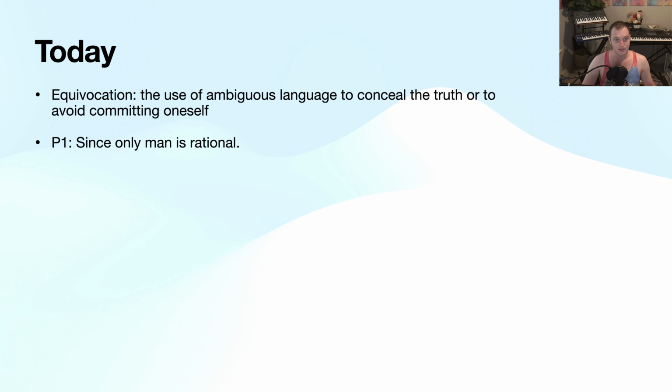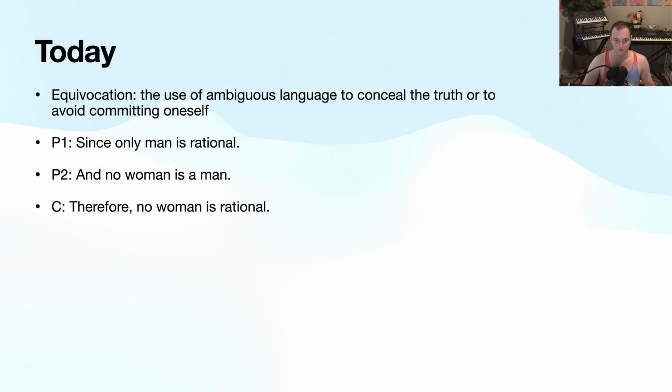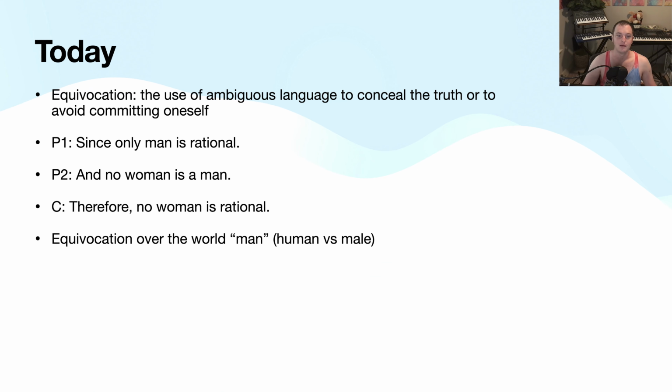So here's a good example of an equivocation type of fallacy. Premise 1: only man is rational. Premise 2: no woman is a man. Conclusion: therefore no woman is rational. The problem here is an equivocation over the word man. Words can refer to multiple things, and that's okay, that's part of how language works. But in premise 1, man is referring to human, to humankind. In premise 2, man is referring specifically to male, because the word man is overloaded. It has multiple definitions, and we're using different definitions to brush under the rug the fact that these are actually two different things.